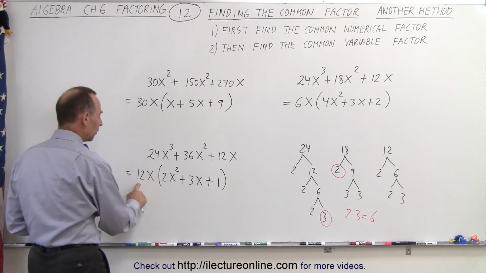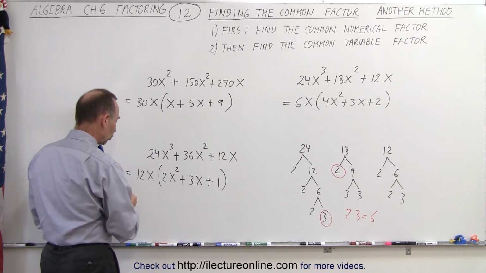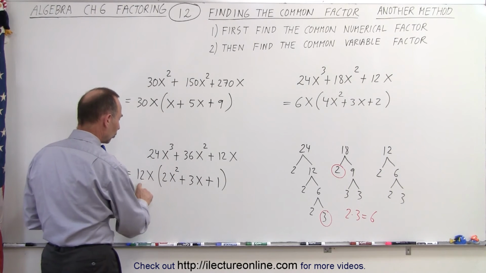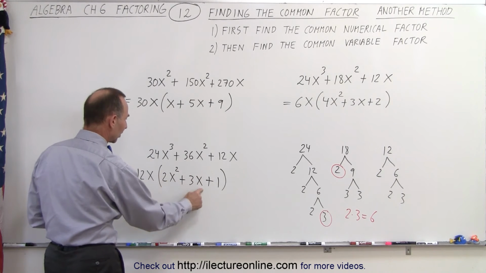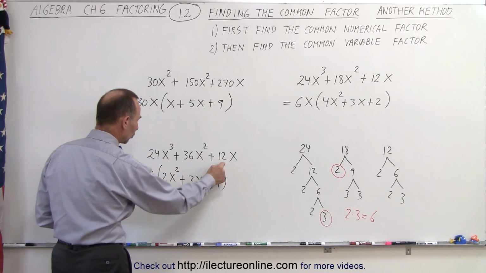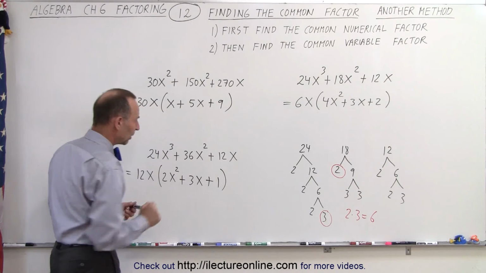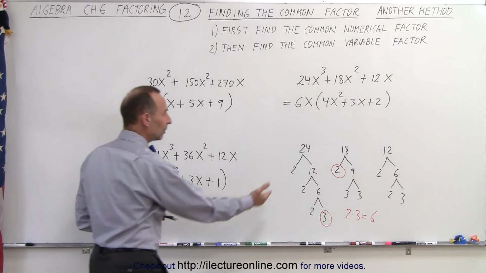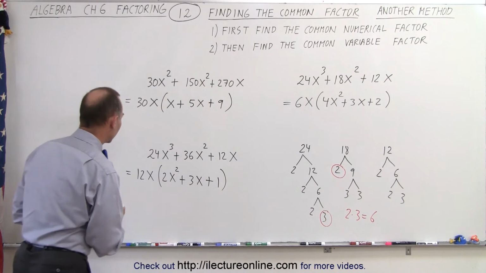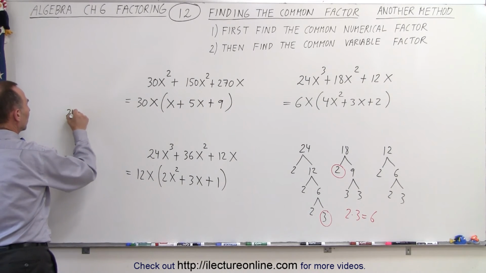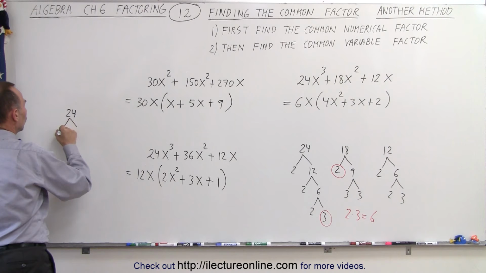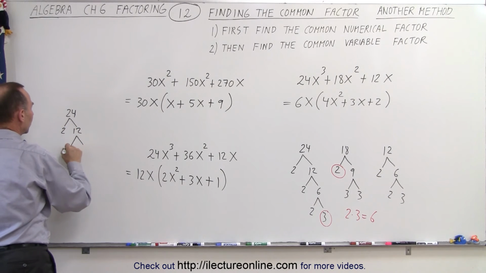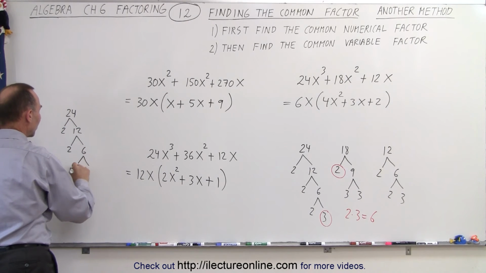To check, 12x times 2x squared gives us 24x cubed. 12 times 3 is 36, x times x is x squared, 12 times 1 is 12, x times 1 is x, and so we did that correctly. But what we could also do is the same like we did over here. You can see that 24 can be subdivided into 2 and 12, which can be subdivided into 2 and 6, which can be subdivided into 2 and 3.